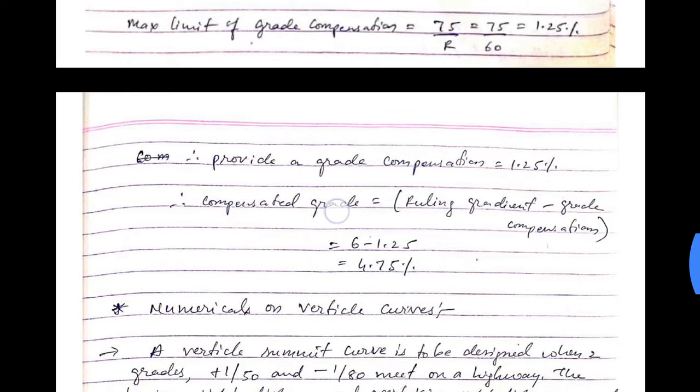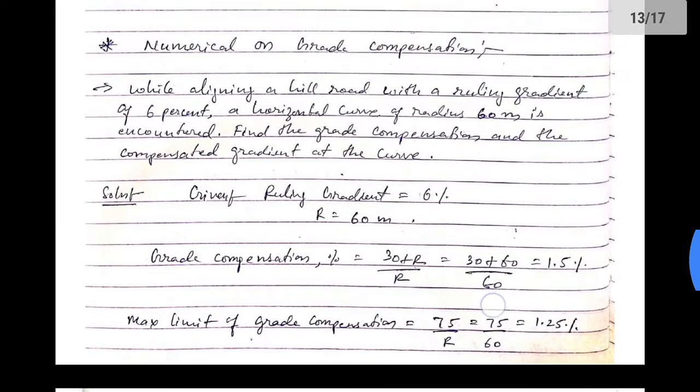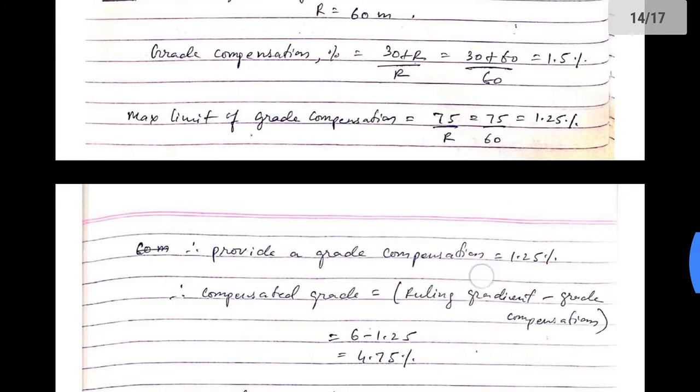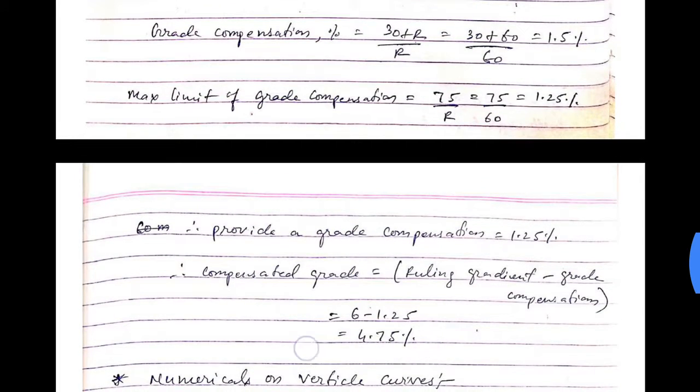So compensated grade is equal to ruling grade minus grade compensation. Ruling grade is given in the question as 6%. So 6 minus 1.25, it is 4.75%.